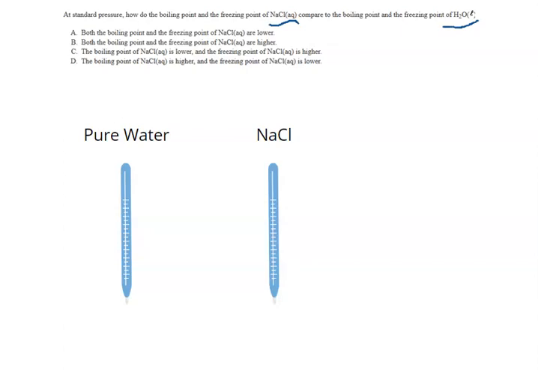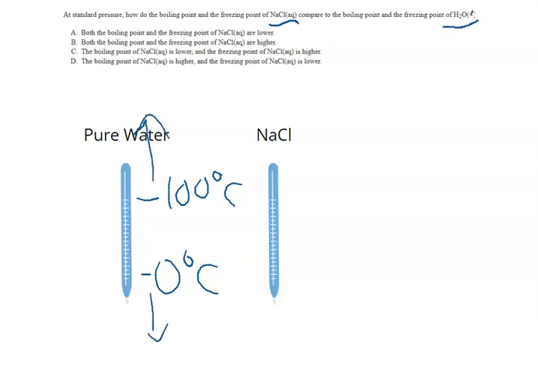Remember, pure water freezes at 0 degrees Celsius and it boils at 100 degrees Celsius. As soon as you have what's called a non-volatile solute, in other words, something that doesn't easily go into the gas phase itself, like a salt or a sugar, then just by having that solute present in the water, you are going to lower the freezing point and raise the boiling point. Freezing point depression, boiling point elevation.